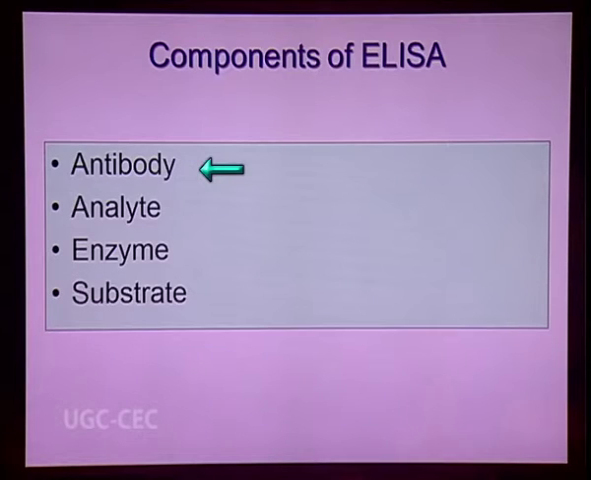That means an antigen or an immunoglobulin is adsorbed on a solid surface. Then we add an analyte. Analyte means the sample which we want to test. Then we add an enzyme-linked antibody and detect the presence of the analyte. So the components of ELISA are antibody or immunoglobulin, analyte, enzyme, and its specific substrate.